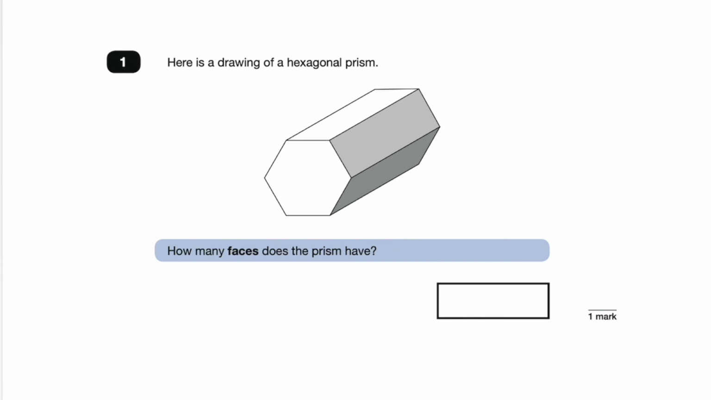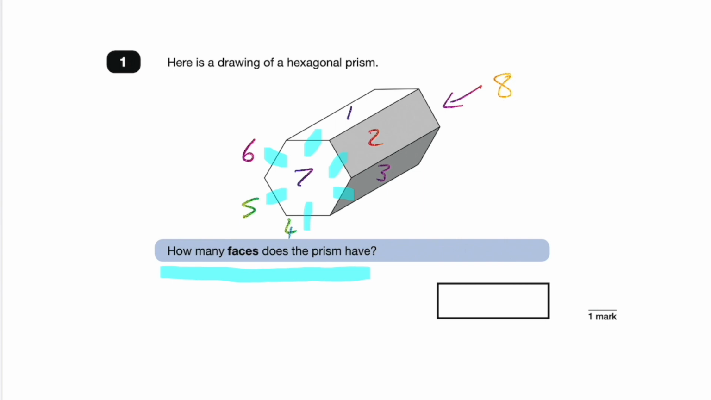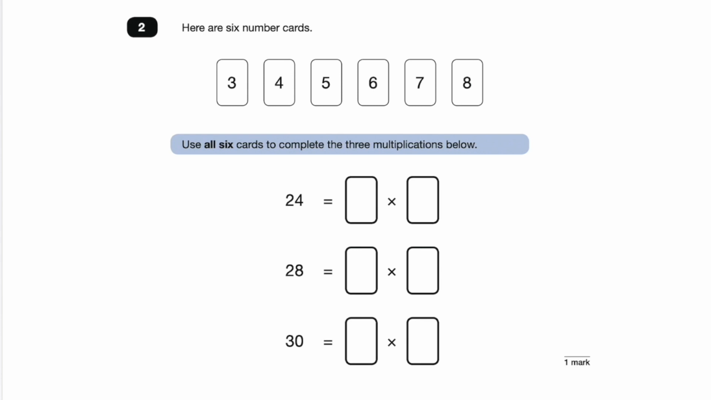It says, here is a drawing of a hexagonal prism. And then the question says, how many faces does the prism have? Well, let's think about what we know about a hexagon. A hexagon has 1, 2, 3, 4, 5, 6 sides. Therefore, it's going to have 6 edges all the way around. We're going to have 1, 2, 3. And then on the back side, the ones we can't see, we're going to have 4, 5, and 6. But then we also have this front face for 7 and the back face for 8. So how many faces does our prism have? We have 8.